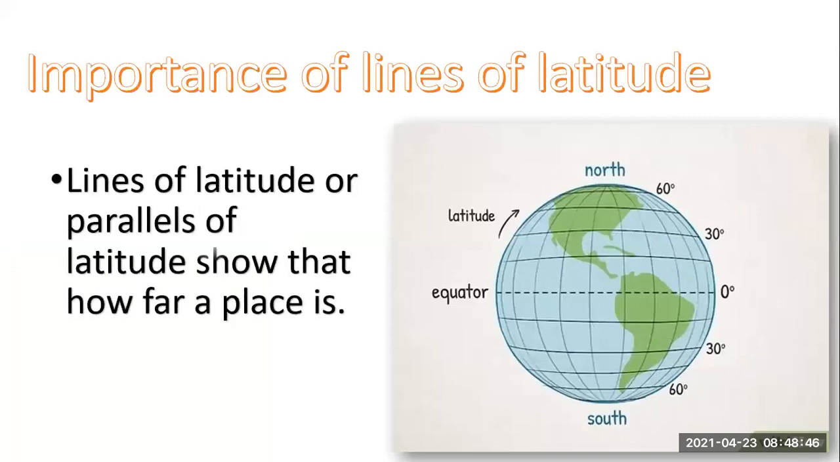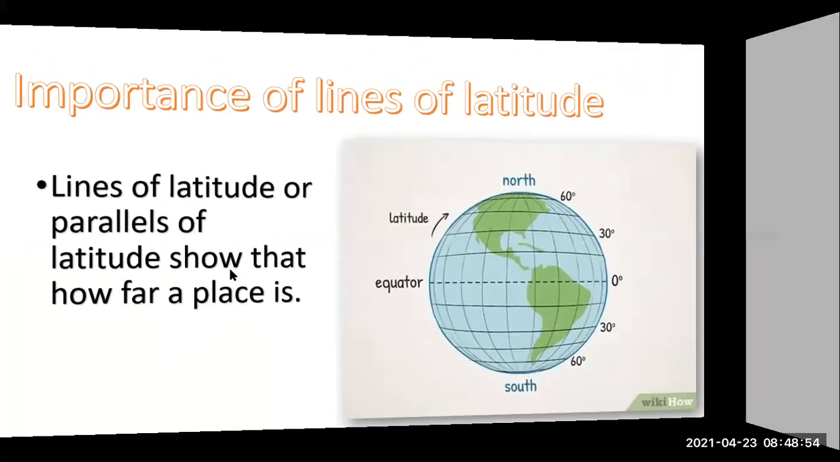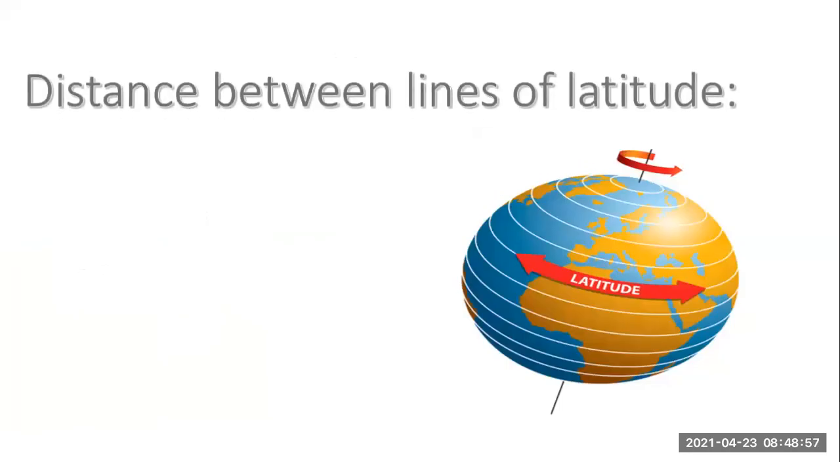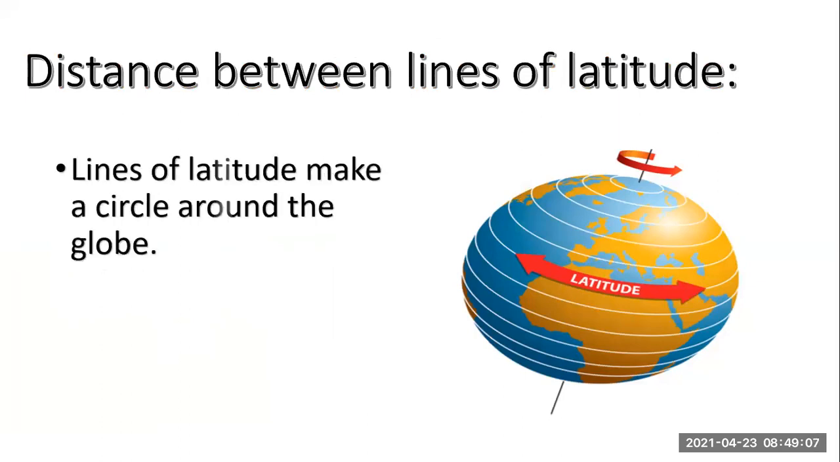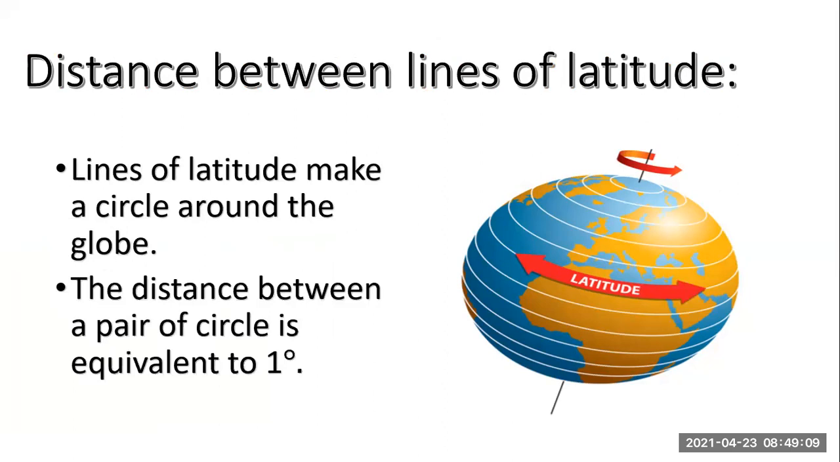Now here comes the importance of latitude. Same as the importance of longitude, lines of latitude or the parallels of latitude show how far a place is. Distance between the latitude. Now, one thing that is similar in longitude and latitude is that if you see the distance between the lines, that would be equivalent to 1 degree, right? So it is same.